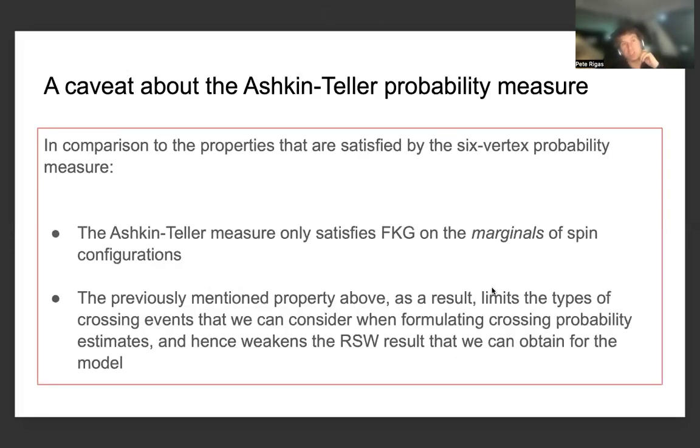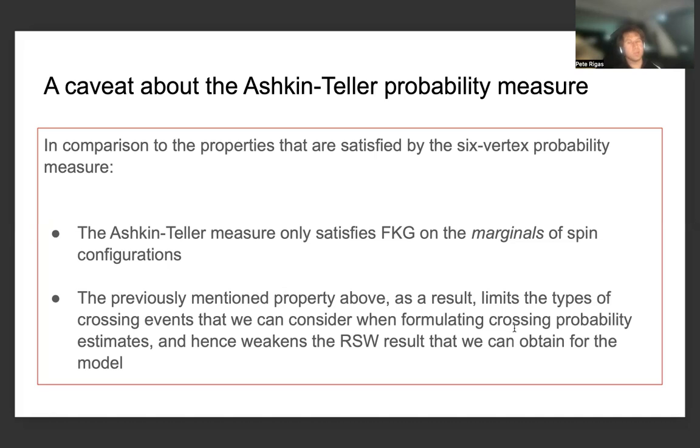But as we have been mentioning, just to emphasize and redirect our focus before we get too optimistic about all these similarities between crossing probability estimates and Russell-Seymour-Welsh that we can apply for Ashkin-Teller, we have to again keep in mind that in comparison to the properties that are satisfied by the six vertex probability measure, as we had said a while ago in the presentation, the Ashkin-Teller measure only satisfies FKG on the marginals of spin configurations, and this property, as a result, limits the types of crossing events that we can consider when formulating crossing probability estimates, and hence weakens the RSW result that we can obtain from the model.